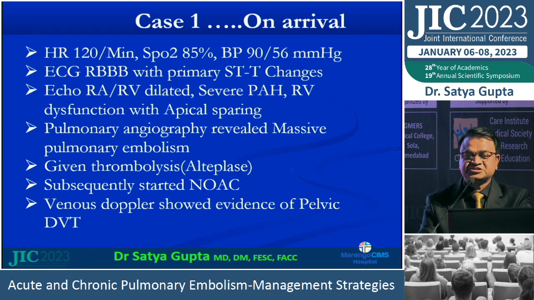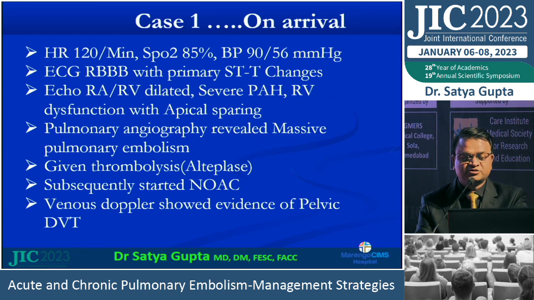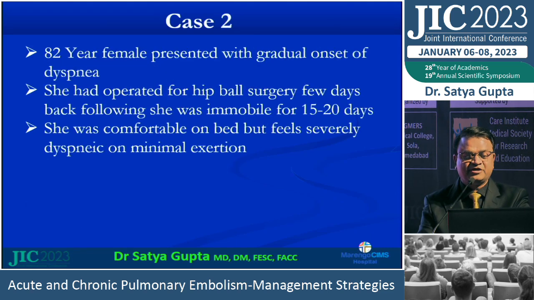So with this history and this diagnosis, you don't need any other diagnosis, it has to be acute pulmonary embolism, which was treated like ischemic heart disease. The pulmonary angiography was done straightforward, which revealed a massive pulmonary embolism. The patient was thrombolyzed with alteplase, and subsequently he was started on NOAC, and the Doppler showed deep vein thrombosis of the pelvic vein.